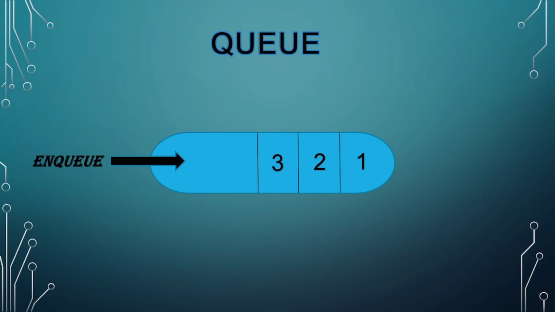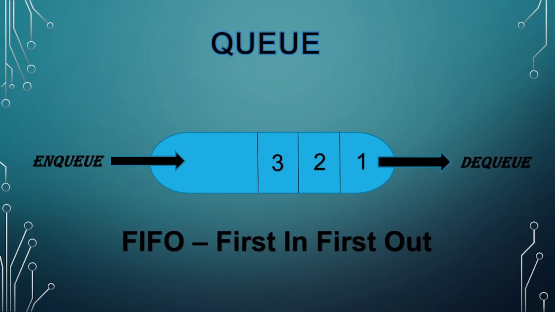Now I want to take out the data. The data can be taken out in the opposite direction, let's say the right hand side. This process of taking out is technically known as Dequeue. Whenever I perform the Dequeue operation, whichever element was inserted first will be taken out. So here 1 will be taken out of the queue first. We can say that the element inserted first will be taken out first, so the queue follows a principle called FIFO, first in, first out.